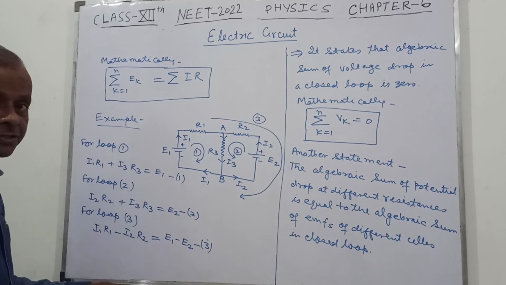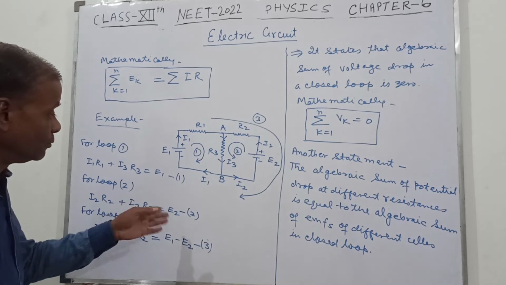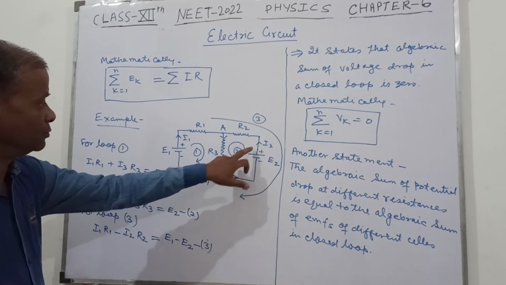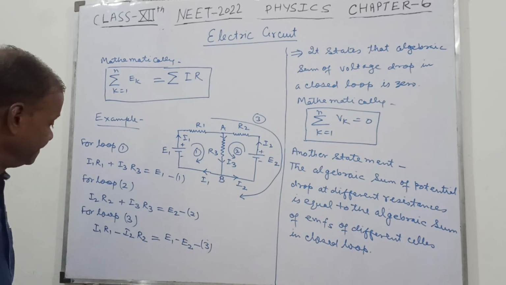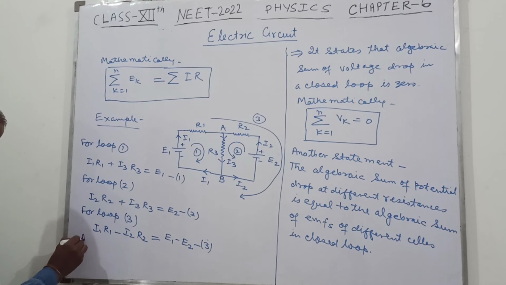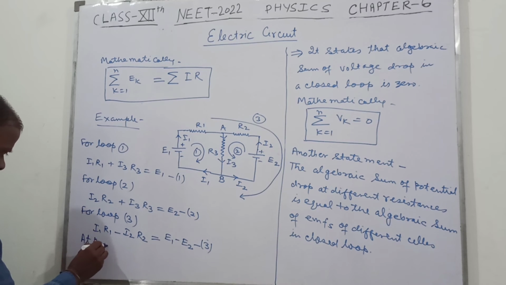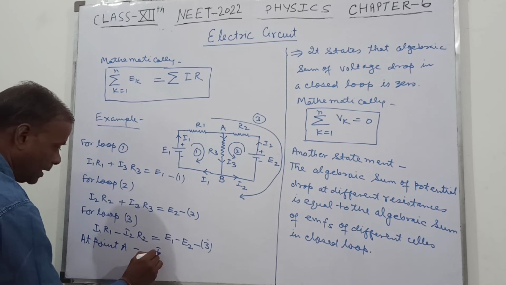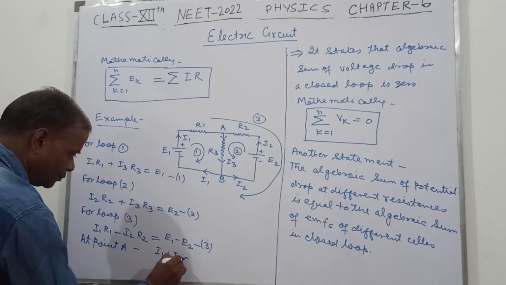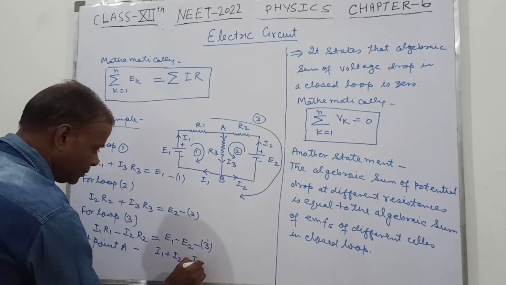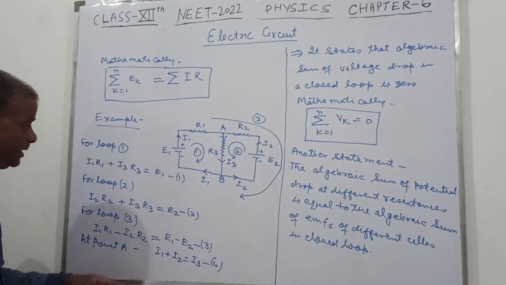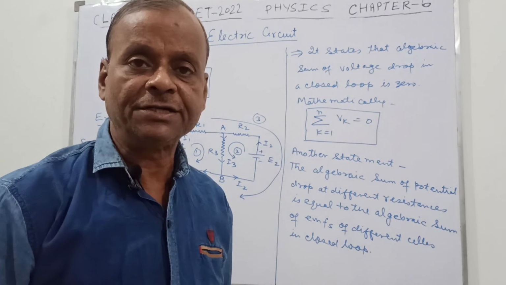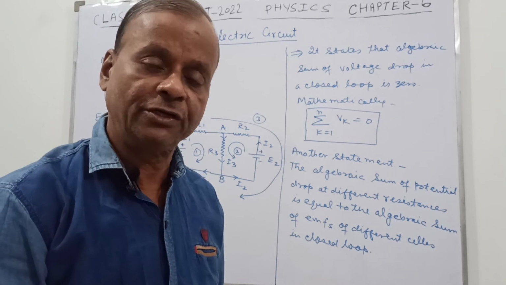Thus there are 3 equations. And one more: at point A, I1 plus I2 is equal to I3. This is now your 4. So make use of these equations, simplify, and find out the unknown currents or the unknown resistances which are given.